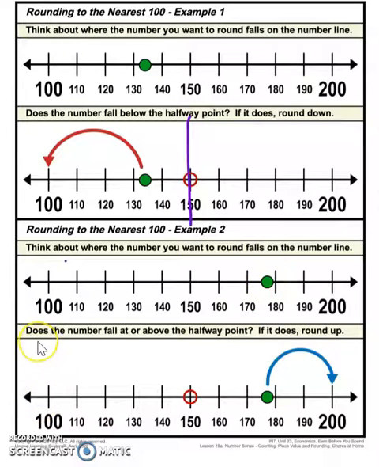Next step, does the number fall at or above the halfway point? Well, here's that red dot that shows us the halfway point. Again, I'm going to draw a line so I can see it really clearly. If your number is above the halfway point, you are going to round up. So here's our number, 178. And then we're rounding up to the nearest 100. Here we are at 200.